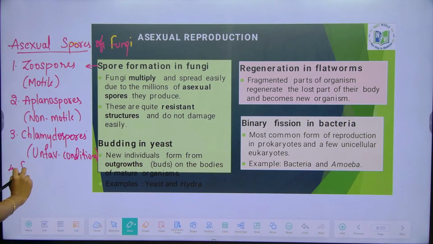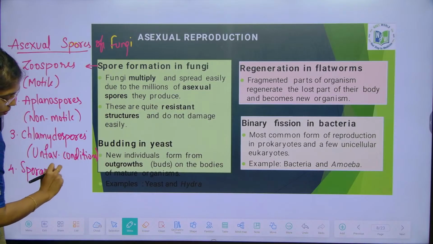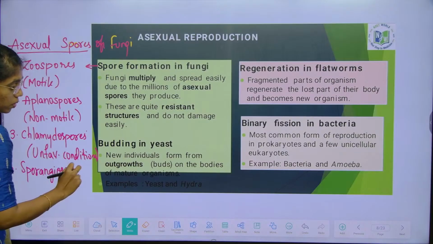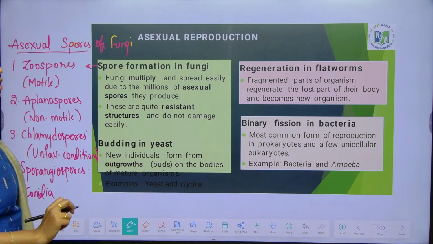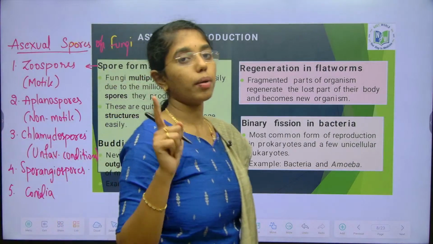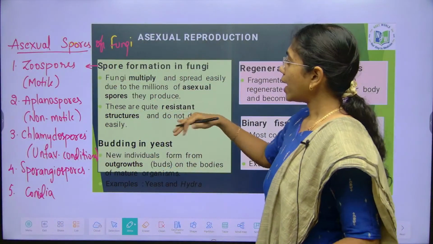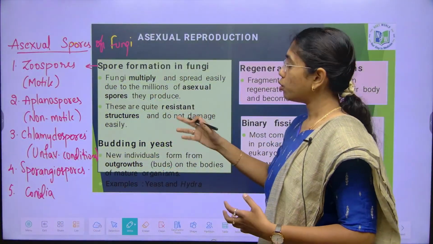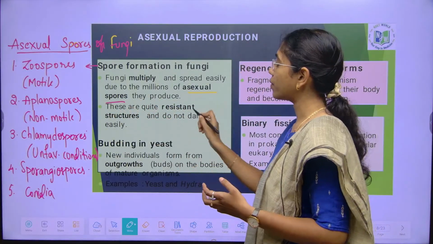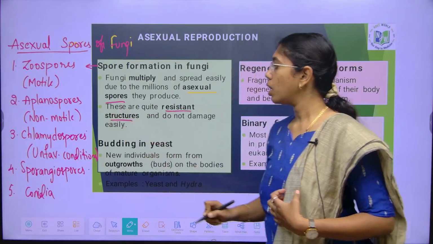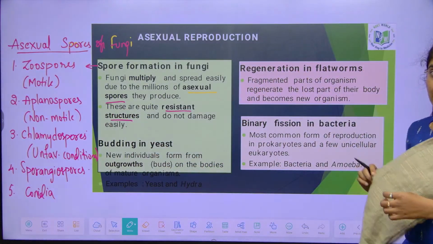Sporangiospores, and conidia. These are the asexual spores which are released from fungi. Fungi multiply and spread easily due to the millions of asexual spores they produce. They are quite resistant structures and they do not get damaged easily as well.